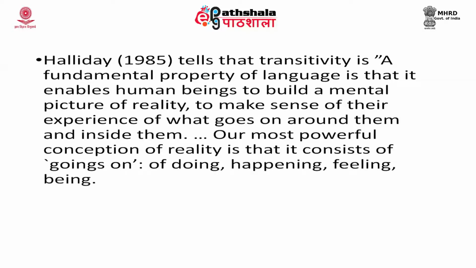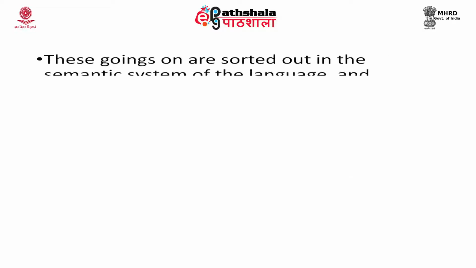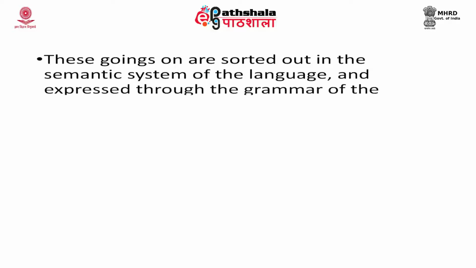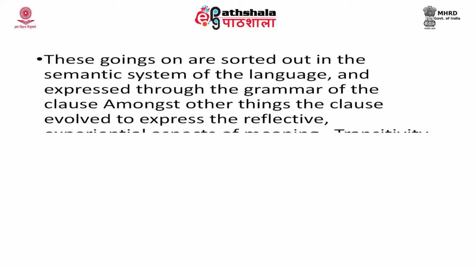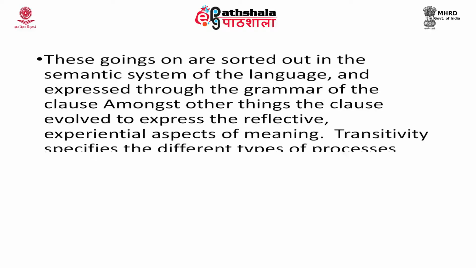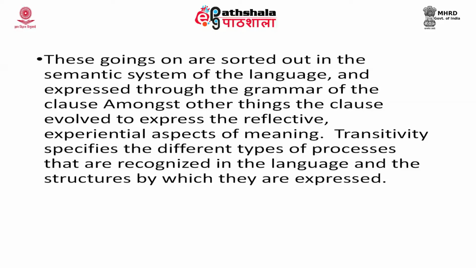Our most powerful conception of reality is that it consists of going-on, of doing, happening, feeling, being. These goings-on are sorted out in the semantic system of language and expressed through the grammar of the clause. Amongst other things, the clause evolved to express the reflective, experiential aspects of meaning. Transitivity specifies the different types of processes that are recognized in language and the structures by which they are expressed.